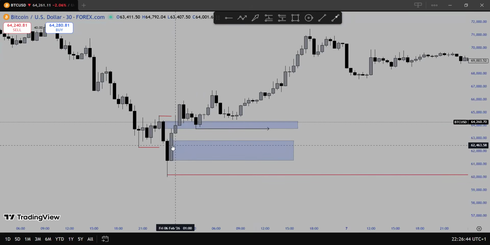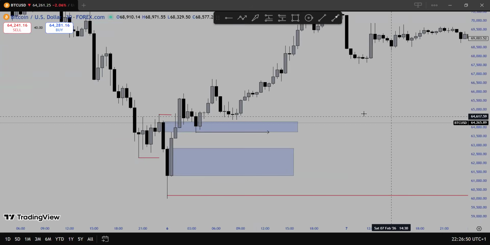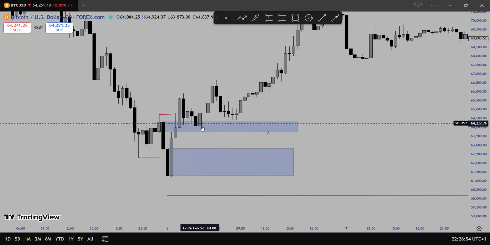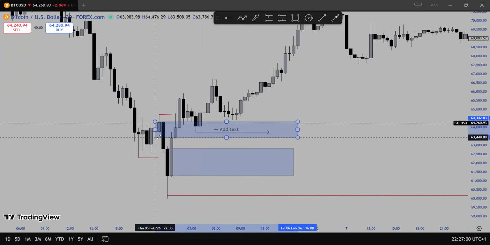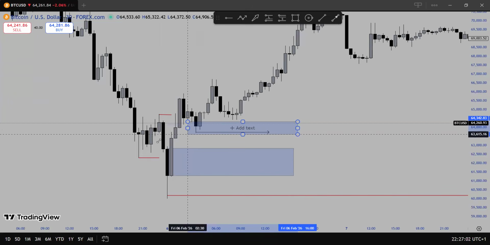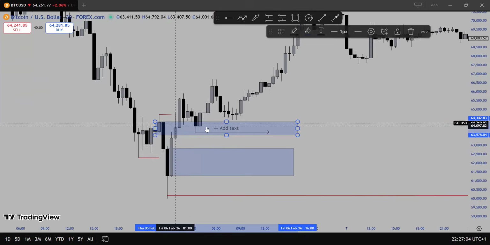Based on those 4 guidelines that I gave you when picking a point of interest, we said what? The third one says choose the point of interest that is not mitigated. So we know that, you see, our inducement mitigated this OB. Our inducement mitigated this breaker block. So automatically this one is invalid. Automatically this one is invalid.